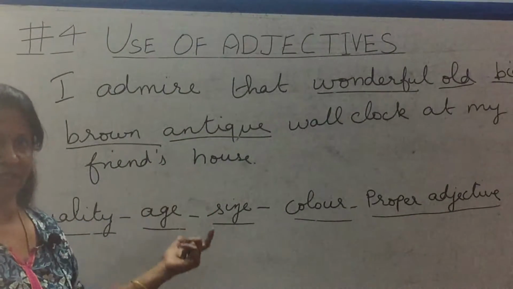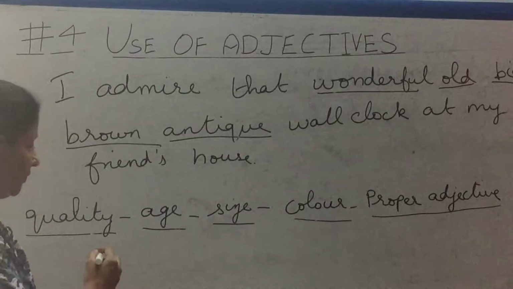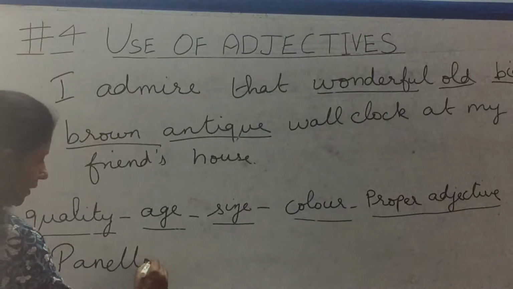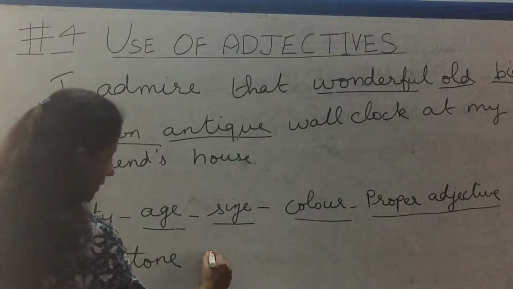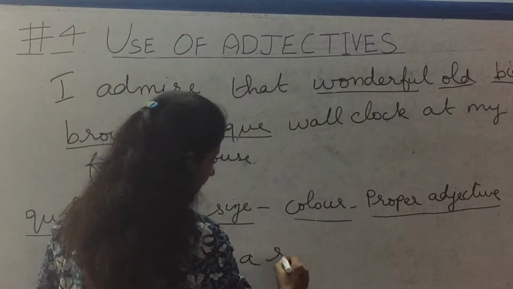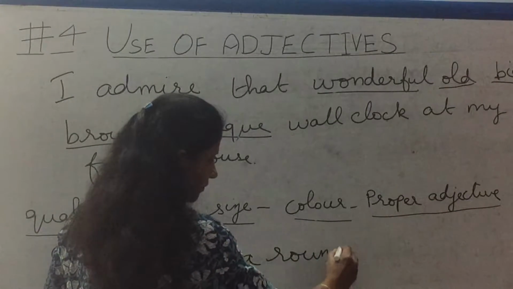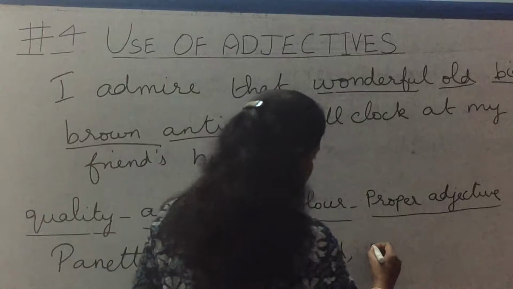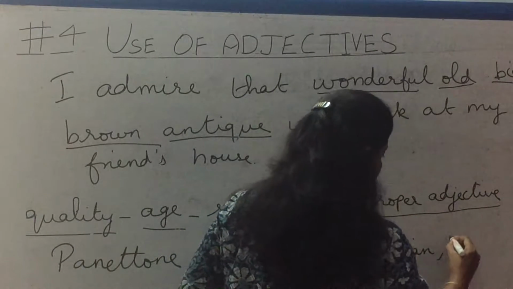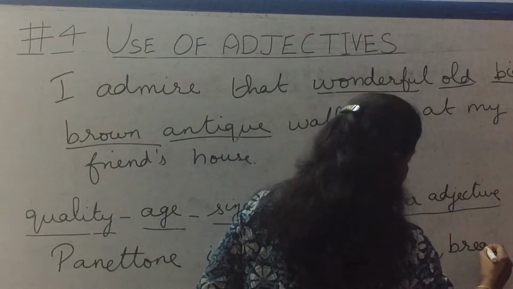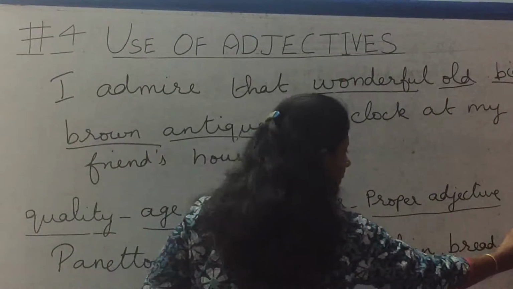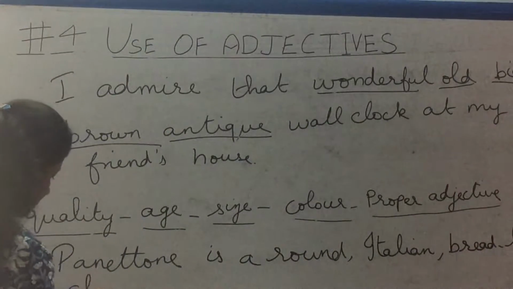Okay. So another one example I have time to explain to you. See here, Panettone. Panettone is, okay, Panettone is a round Italian bread-like Christmas cake.